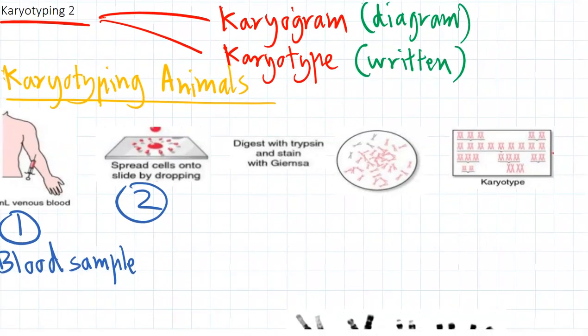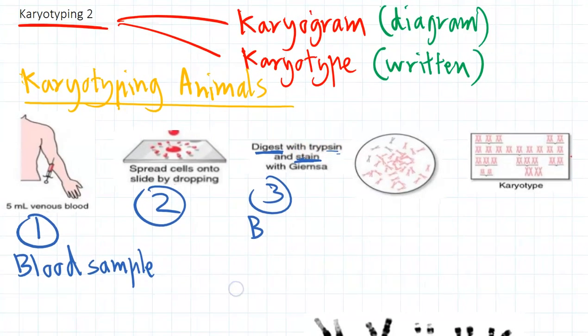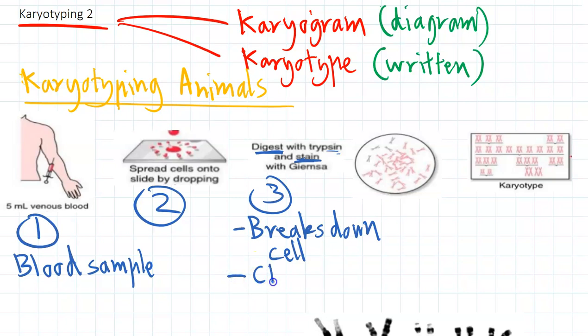The next stage is, you can see here, they digest it and then they stain it. So the digesting is with trypsin, and that's a protein, and that protein breaks down most of the cell, but it doesn't break down the DNA. So it breaks down the cell and it lets the chromosomes spill out of the nucleus. And then they also stain it to make the chromosomes visible as well.